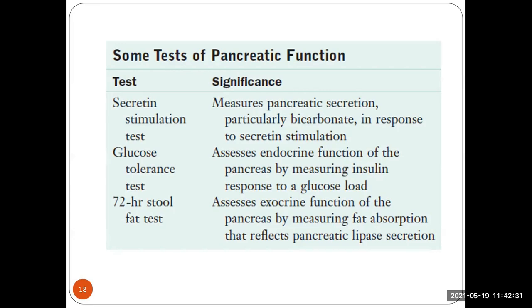The glucose tolerance test helps in the assessment of endocrine function of the pancreas by measuring the insulin response to a glucose load. Similarly, the 72-hour stool fat test is conducted to assess the exocrine function of the pancreas by measuring the fat absorption that reflects pancreatic lipase secretions. So one test, the glucose tolerance test, is related to endocrine function, whereas the 72-hour stool fat test is related to the exocrine function, the info related to the enzymes.